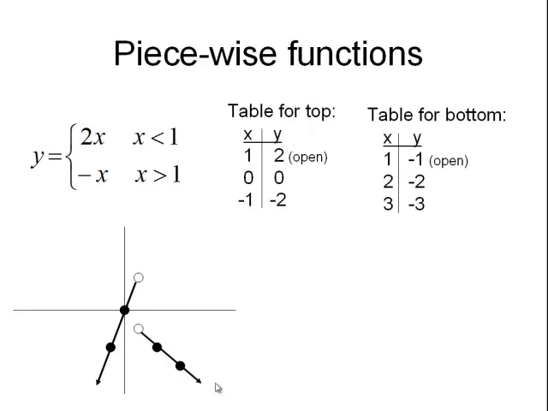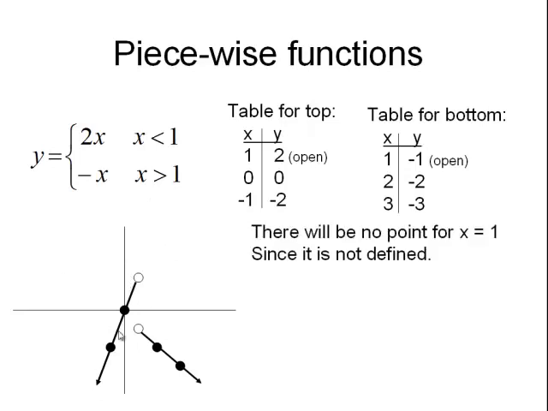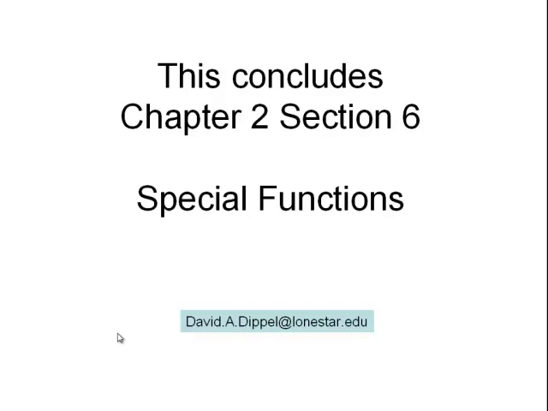So that's how you graph a piecewise function. Just make a table for the top and a table for the bottom. You can type these on the calculator, but they're going to keep going. Calculators don't know about piecewise functions and restrictions on your domain. So it's easier just to type these in a table. So that's all of section 6.